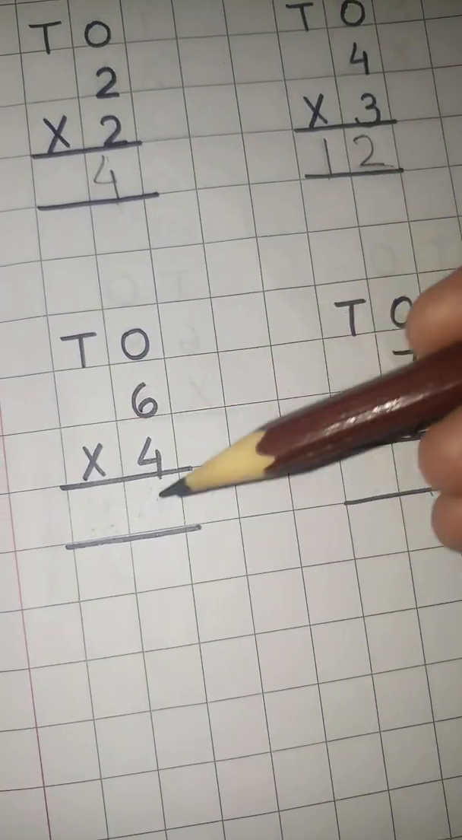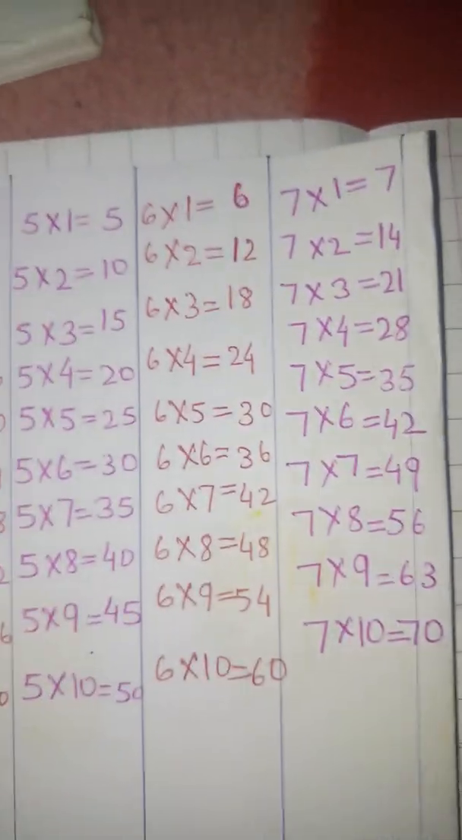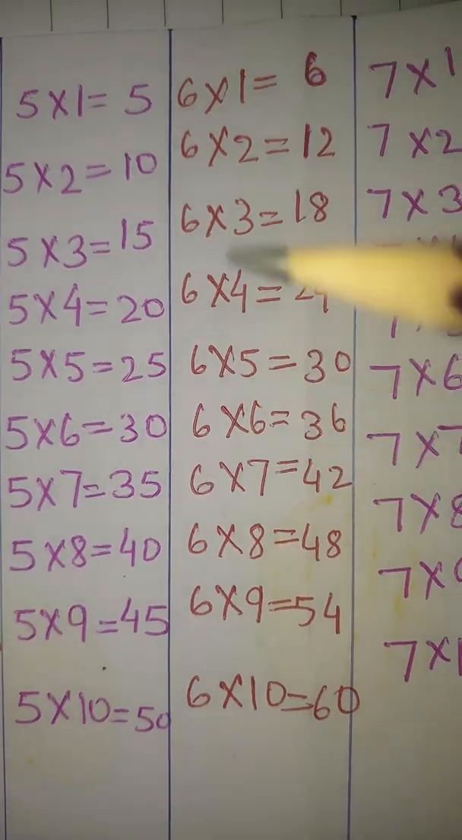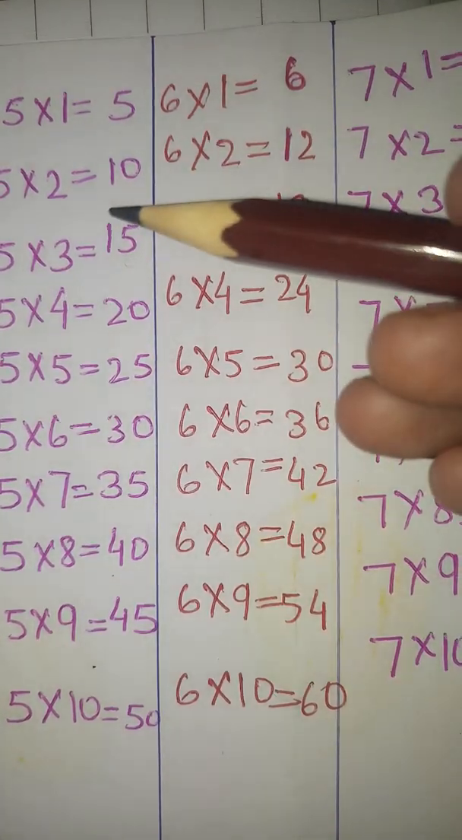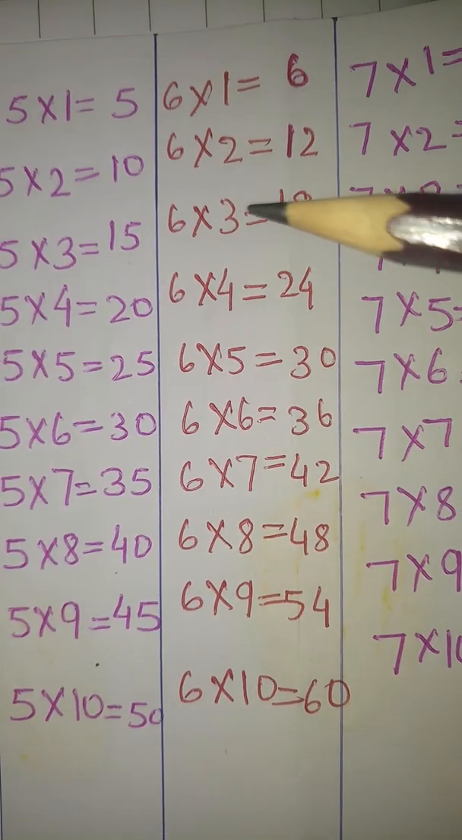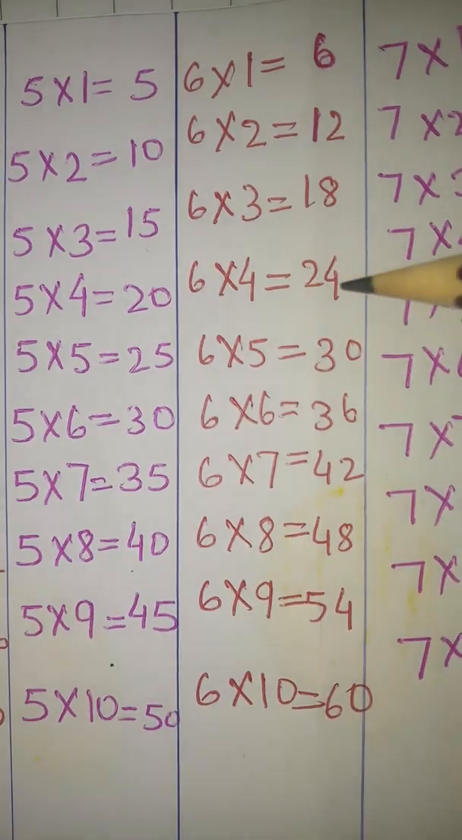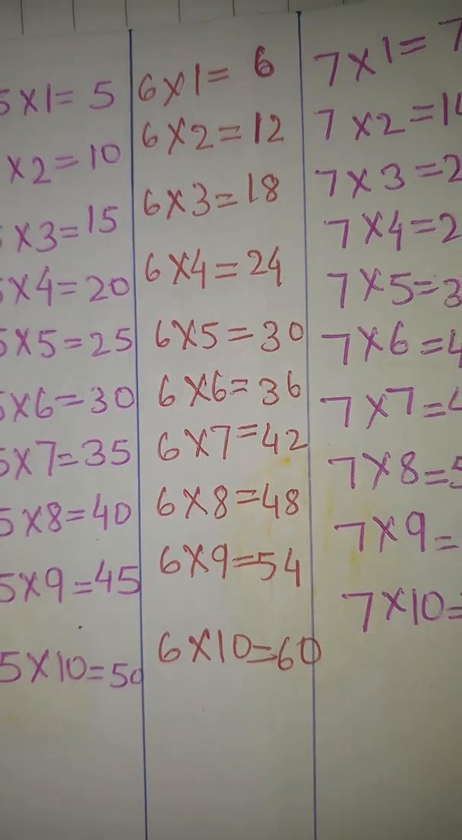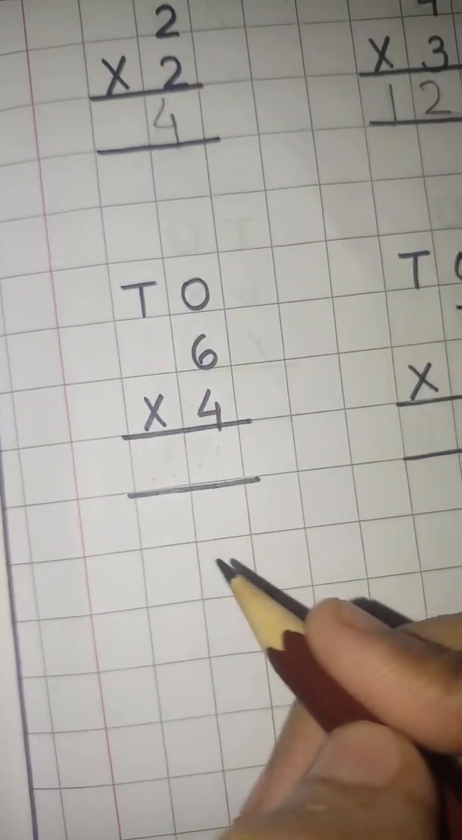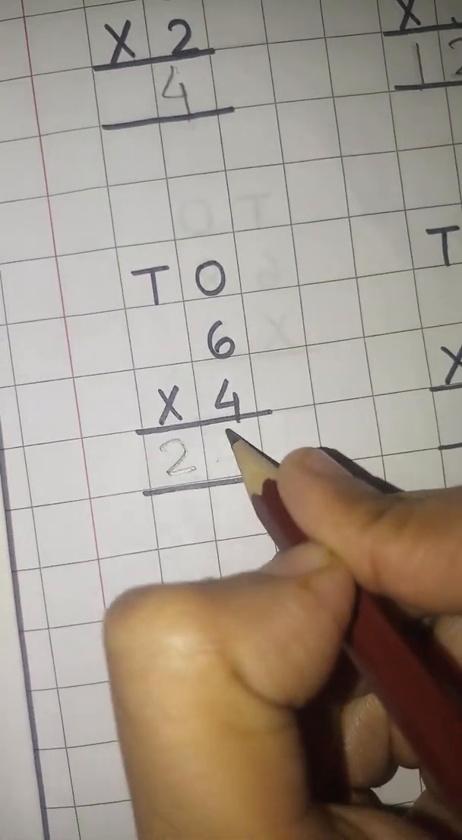Next is 6 into 4. So let's check in a 6 table. 6 into 1, 6. 6 into 2, 12. 6 into 3, 18. 6 into 4, 24. 6 4s are 24. So our answer will be 24. So we will write 24.